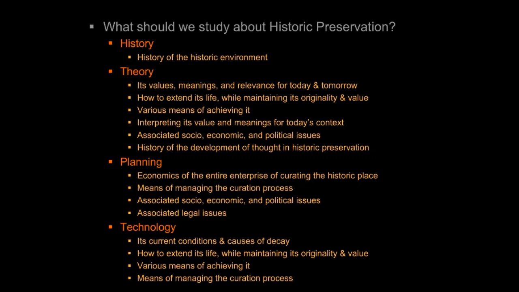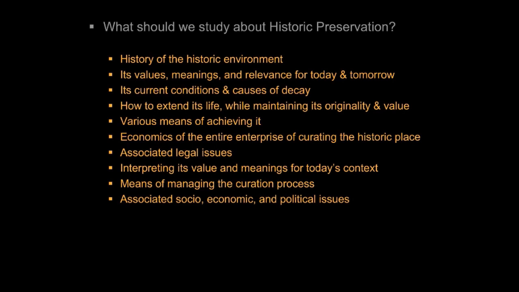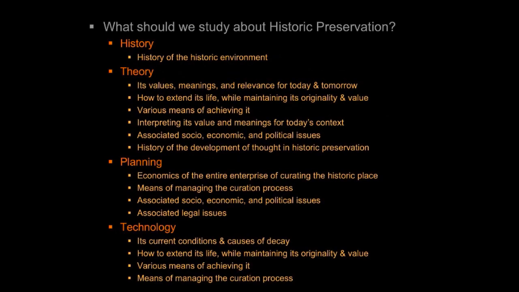Now, all these various aspects related to preservation that I discussed in the previous slide are categorized into different historic preservation knowledge domains within the academic field of historic preservation. So, for example, in architectural history, we learn the history of the historic environment. Under historic preservation theory, we talk about the values, meanings, and relevance associated with those buildings, how to extend the value of those historical buildings, what the ways of achieving it are, what the associated social, economic, and political issues are, and also to study the history of the development of the field of historic preservation too. Because it helps us understand how the theoretical or philosophical understanding of historic preservation evolved over the course of several centuries.